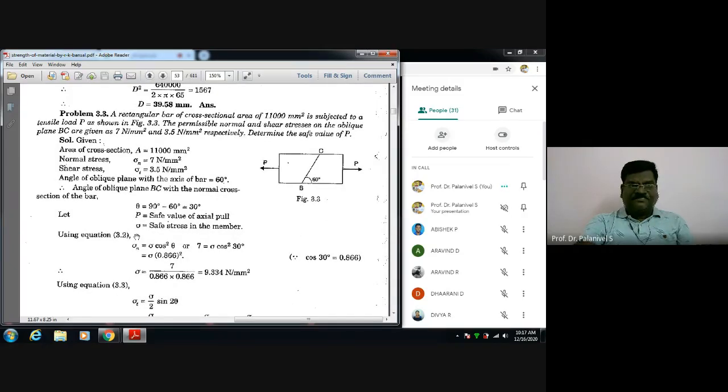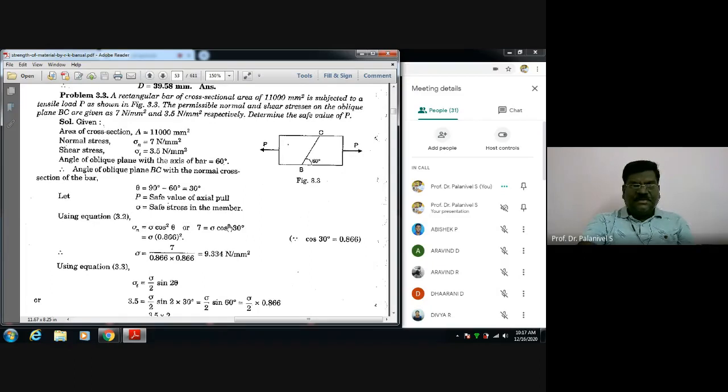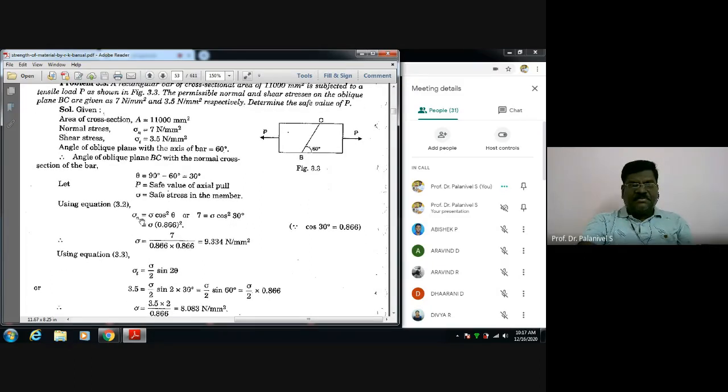sigma n. Maximum normal stress is computed here. Sigma cos square theta. Say the sigma value is the safe stress in the member. So sigma n equal to sigma cos square theta, or 7 equal to sigma cos square 30 degree. Therefore, sigma equal to this one. From this they got sigma, using equation 3.3.